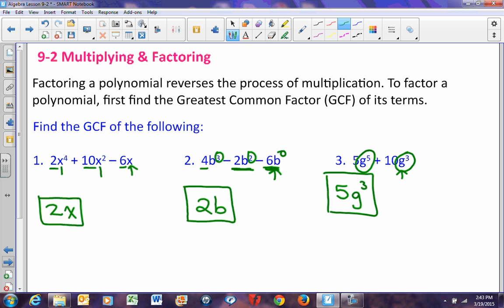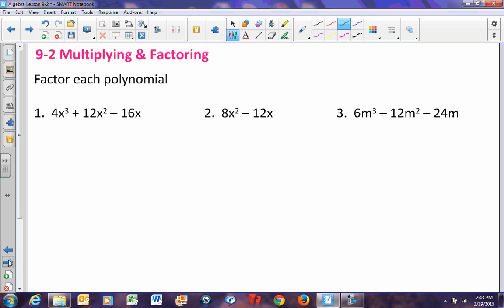Now, how does this work? You might say, okay, I've got the greatest common factor. Now what? Okay, now you factor it. To factor it, you basically find the greatest common factor and divide every term by the greatest common factor.